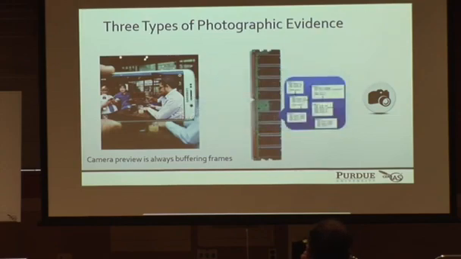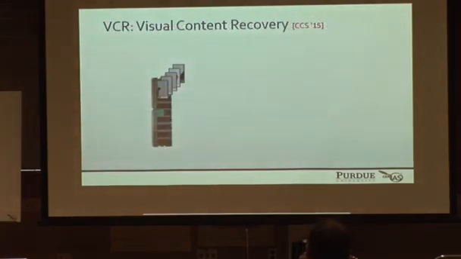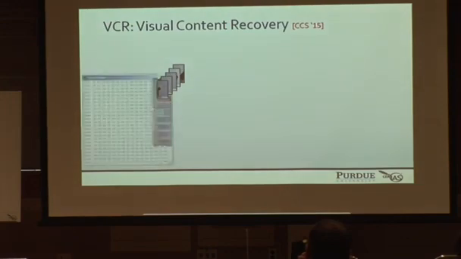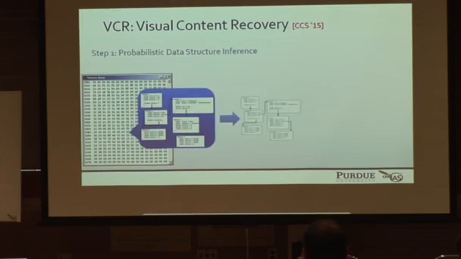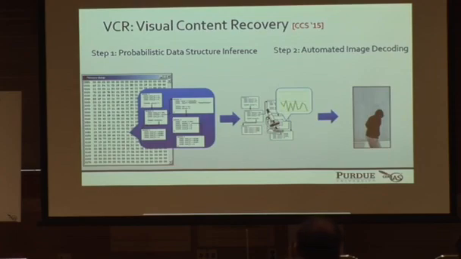But of course, like I said, things in memory are not nicely formatted JPEG files. They're nasty encoded data structures that have to be recovered and pieced back together. And so that's the focus of my paper, VCR. VCR is going to recover all of the photographic evidence that's in a smartphone's memory. To do this, VCR takes as input a memory image from an Android smartphone. It then recovers the data structures which correspond to all of that photographic evidence using probabilistic inference, and we'll get to that in just a minute, and then uses automated image decoding techniques to return to the investigators the actual images that were in the memory of the device.